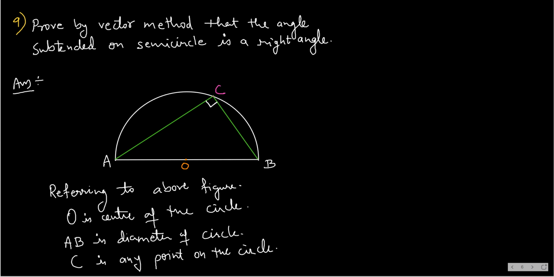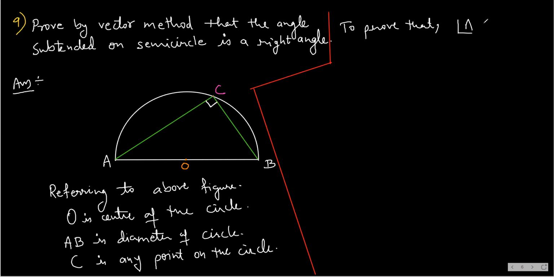What we have to prove, students, very clear. We have to prove that angle subtended on circle is a right angle. So I will write here, to prove that angle ACB equals 90 degree.